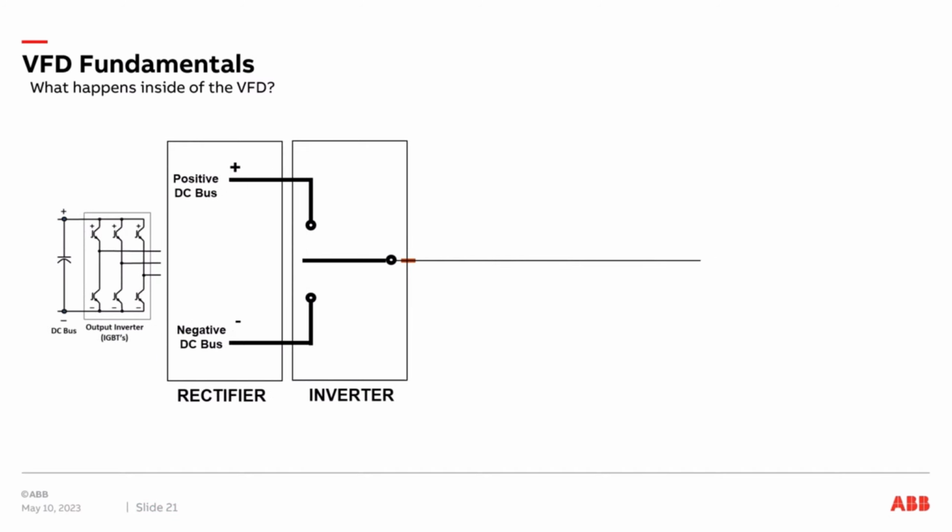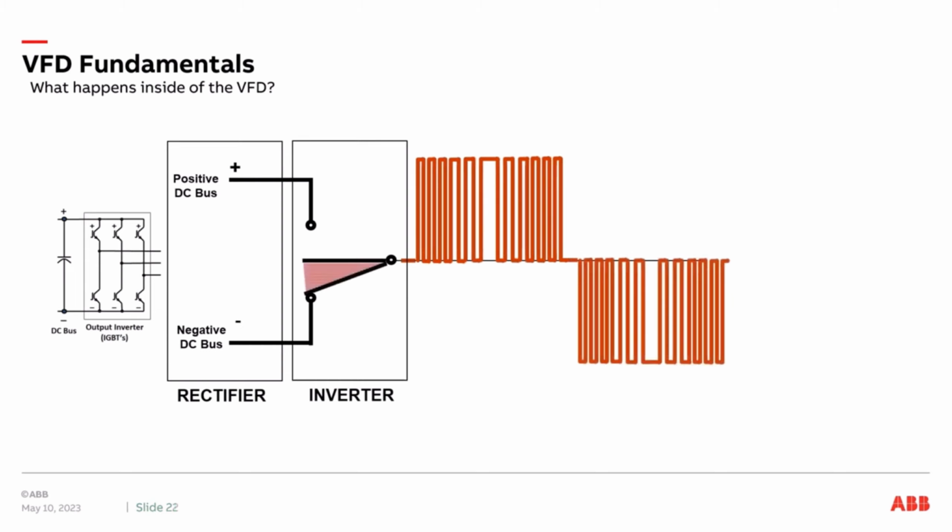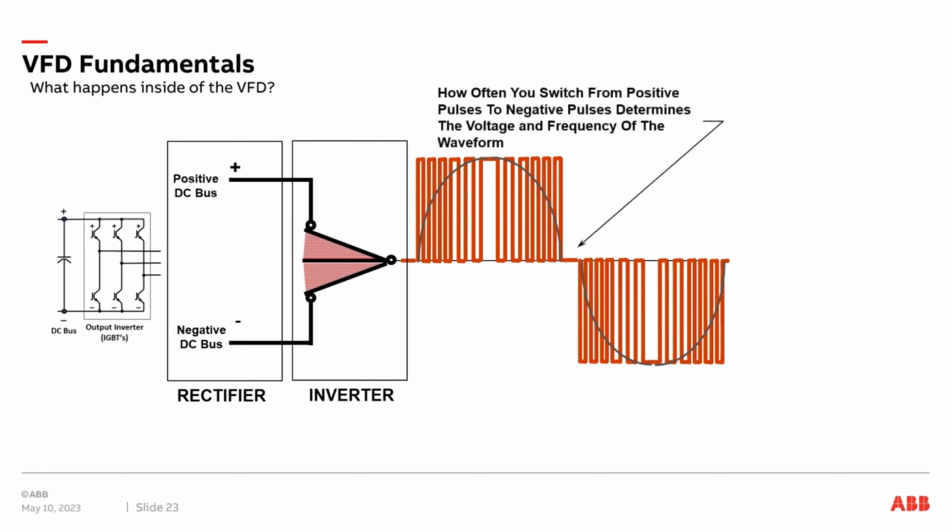Looking at the output, we have our DC bus with a positive and negative side, and we turn on and off using the IGBTs. As we turn on and off, we stay on longer. By doing this, we're creating more voltage to the motor. And by how often we switch from positive to negative, we create a new frequency. So we do our pulse width modulation on the positive side, and we do it on the negative side, and what we have now is a new voltage and frequency for the motor. We do this in each phase. So how often you switch from positive pulses to negative pulses determines the voltage and frequency of the waveform.